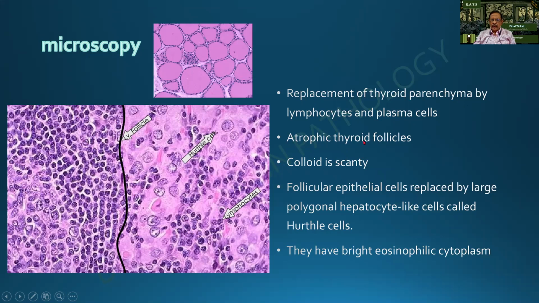All this can lead to atrophy of the thyroid follicles. So compared with this, I find that there is a total atrophy of the thyroid follicle. The colloid is scanty when compared with it, and the follicular epithelial cells, they become large, polygonal, somewhat liver-like cells, hepatocyte-like cells. And they are called the Hürthle cells or oxyphilic cells. And they have got a bright eosinophilic cytoplasm. This is the nucleus, this is the cytoplasm. And these are the lymphocytes and plasma cells.